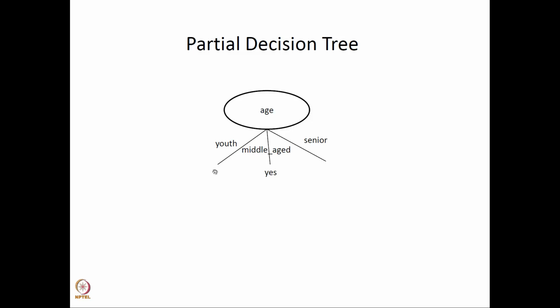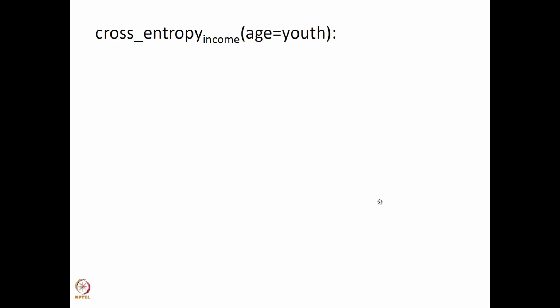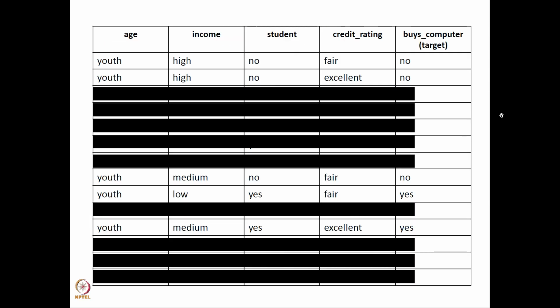So let us first look at the branch age equals youth. We have already considered the attribute age, so there are 3 attributes left to us. Using a process similar to what we have just seen, we try to identify the best attribute to use at this position. So we consider the cross entropy of income where age equals youth. Now we will not be considering the entire data set, but the restricted data set where age equals youth. This is illustrated in this table where we have crossed out all observations where age is not youth.